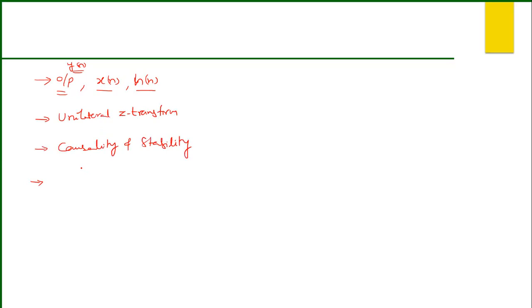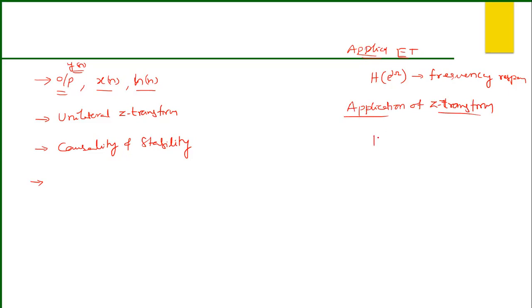So if you see the Fourier transform, we have the frequency response, H of e power j omega, is the frequency response. The application of Fourier transform is frequency response calculation. Similarly here, the application of Z transform is H of z. We can call this the transfer function of the system. So that is what we need to calculate.